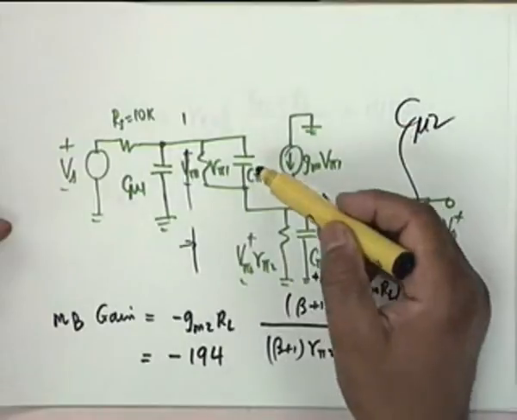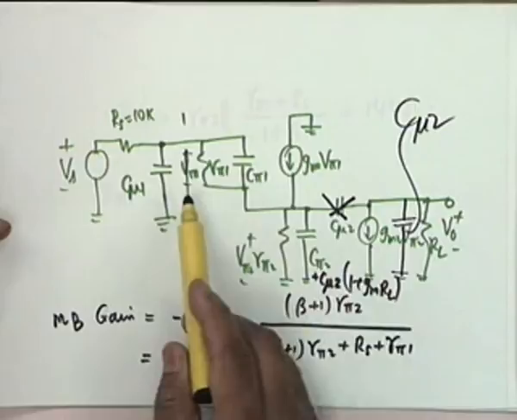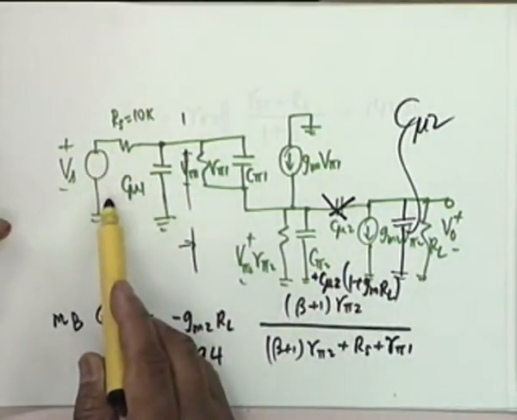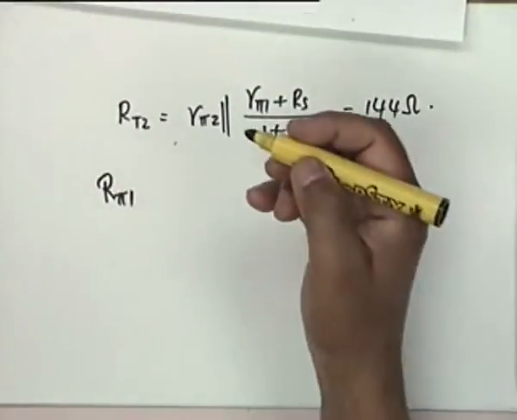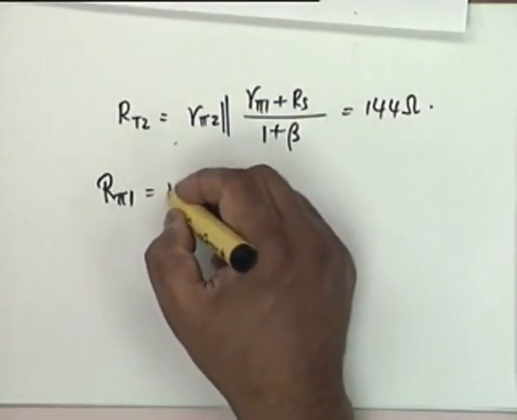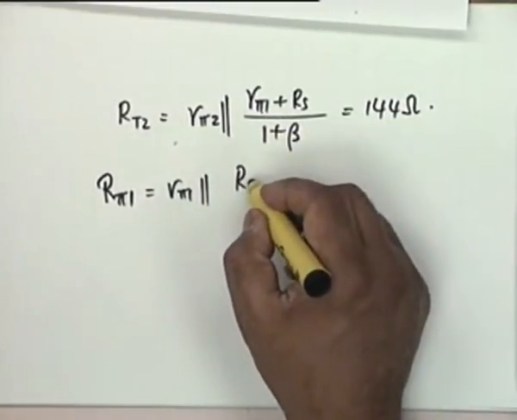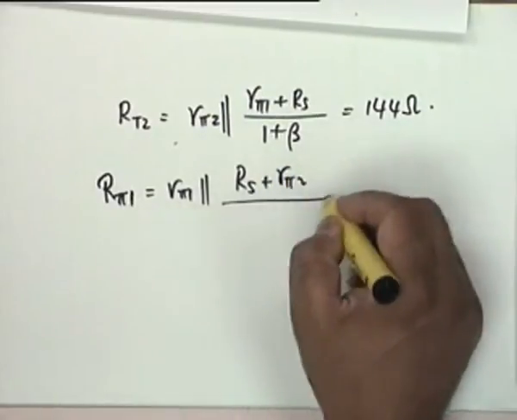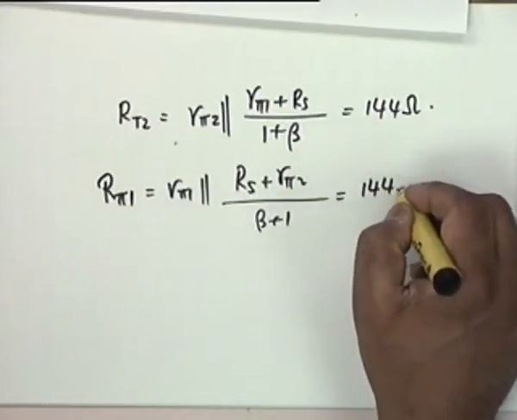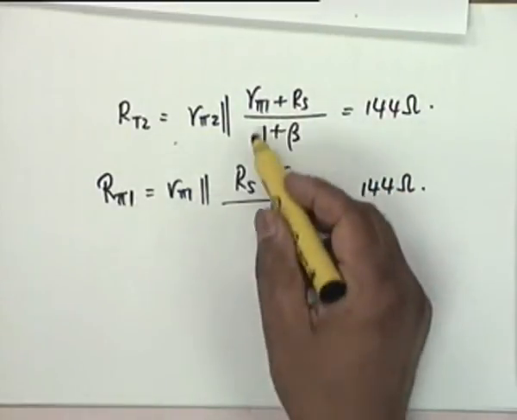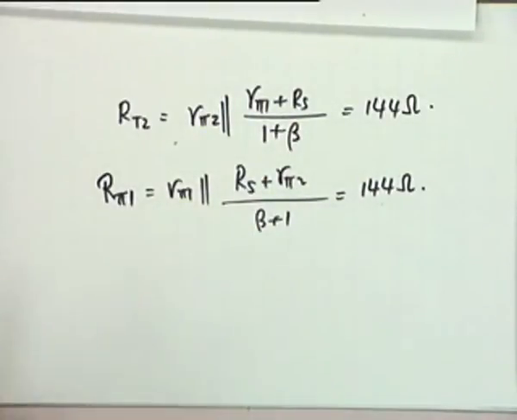Now R pi 1, that is C pi 1. What does it see? R pi 1 parallel, Rs is here and R pi 2 is here. This would be R pi 1 parallel, not beta plus 1. Yes, correct. Rs plus R pi 2 divided by beta plus 1. Agreed. This also comes as 144 ohms. Why? Because they are identical. R pi 2, R pi 1, R pi 2, R pi 1. They are identical, so this is also the same.